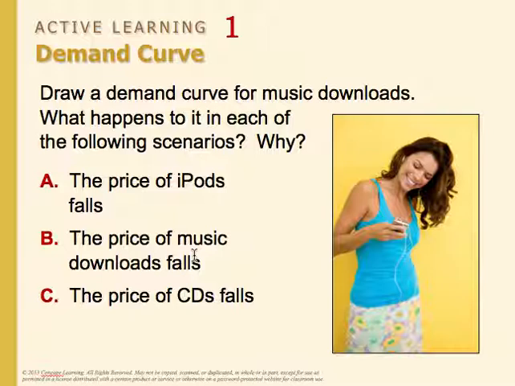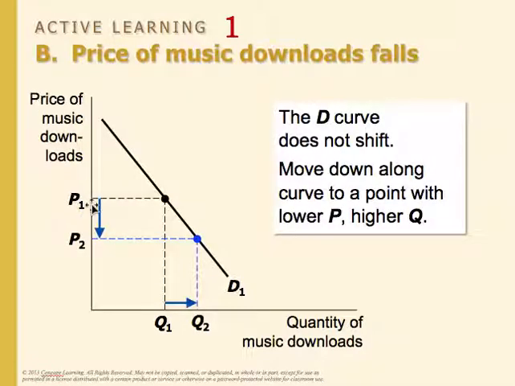As I discussed before, if the price of the good falls, then the demand doesn't change, rather the quantity demanded changes. So if the price of music downloads falls from P1 to P2, we would see a downward movement along the demand curve of the music download. So we would move from this point to this point. So the quantity demanded increases from Q1 to Q2. Again, the demand is not increasing, rather the quantity demanded is increasing from Q1 to Q2. Whenever the price changes, the quantity demanded changes, the demand doesn't.